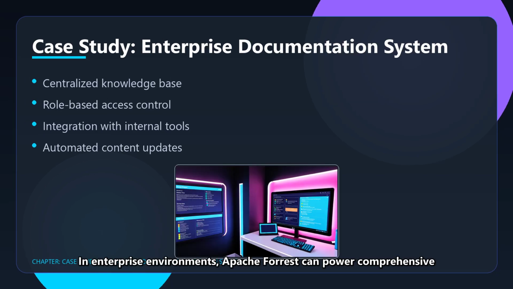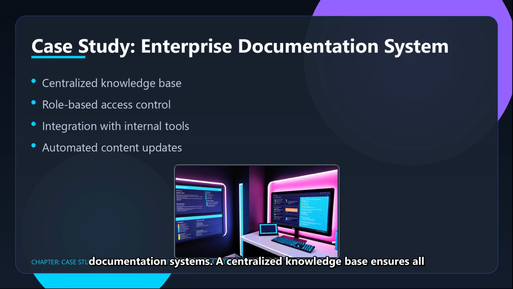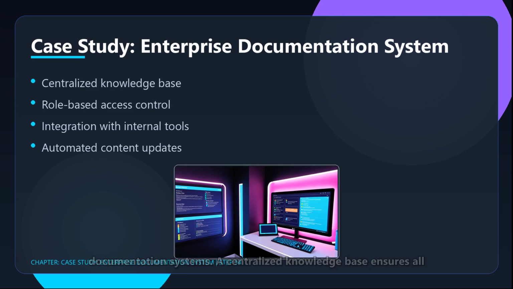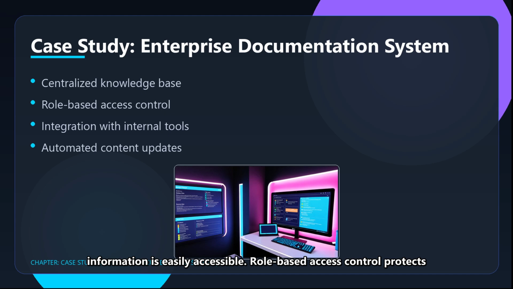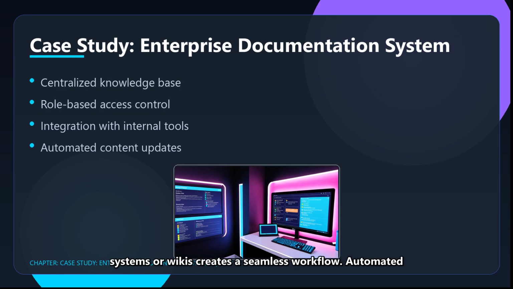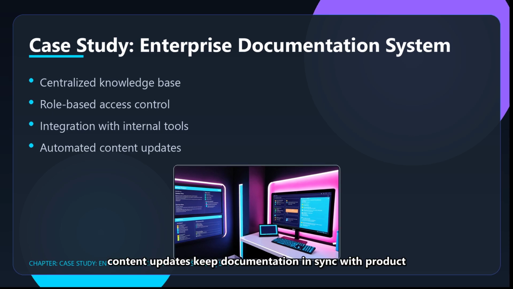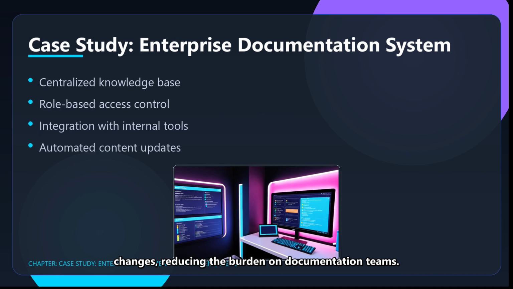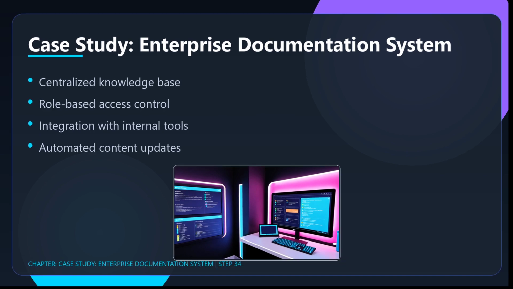In enterprise environments, Apache Forrest can power comprehensive documentation systems. A centralized knowledge base ensures all information is easily accessible. Role-based access control protects sensitive content. Integration with internal tools like ticketing systems or wikis creates a seamless workflow. Automated content updates keep documentation in sync with product changes, reducing the burden on documentation teams.